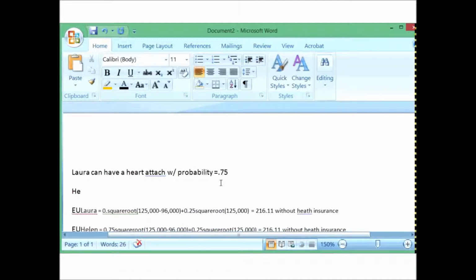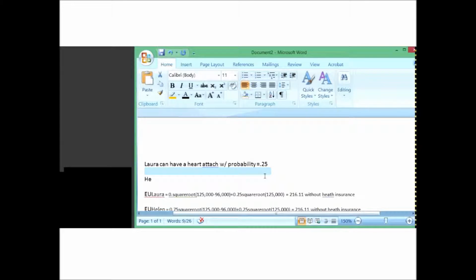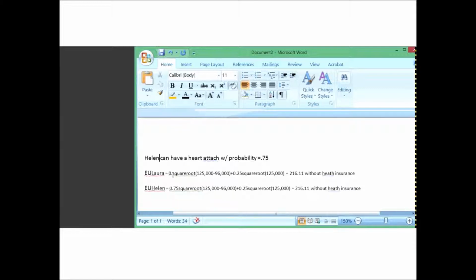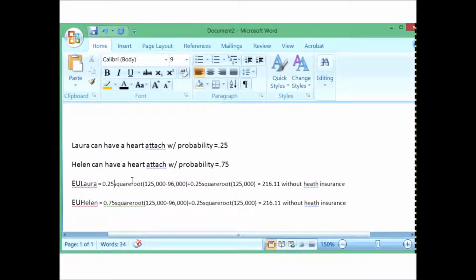You see I'm mixing them up. Then Helen, I think, was the same, but with 0.75. So then Laura, it's just I mixed up these. That would be a 0.25 chance that she had the heart attack, and a 0.75 chance that she is healthy. So you got 307.7. Okay, perfect. So let's do it for Helen.